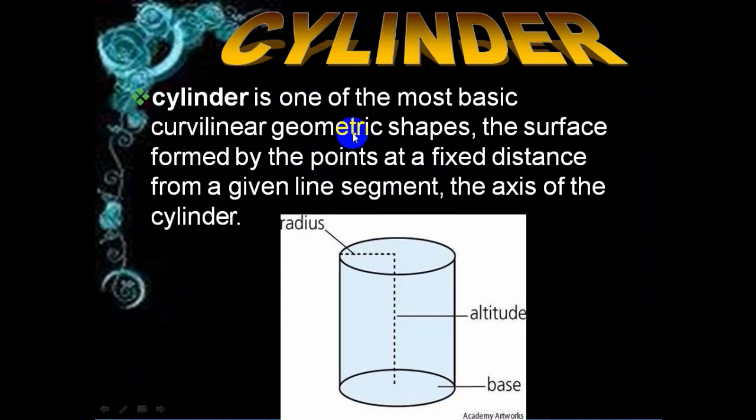Now cylinder. A cylinder is one of the most basic curvilinear geometrical shapes. It is the surface formed by the points at a fixed distance from a given line segment, the axis of the cylinder. You see over here, this is a cylinder. This is the radius of the cylinder. This is the altitude, the height of the cylinder, and this is the base of the cylinder.